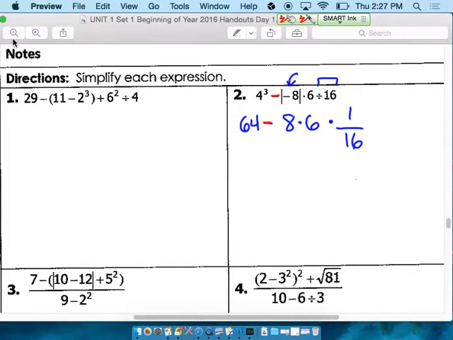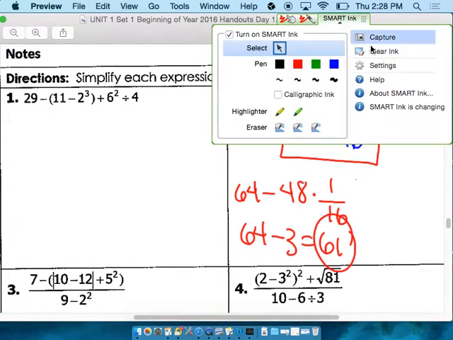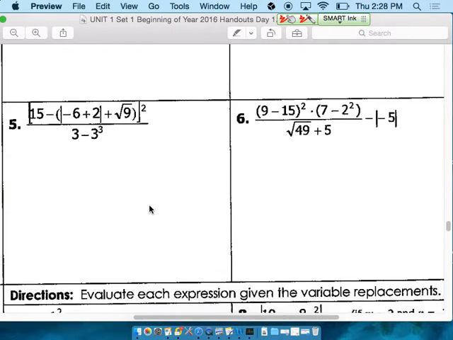So now I'm going to focus over here using my order of operations. I'm going to have 64, and I'm going to subtract 48. I'm just going to go left to right. 8 times 6 is 48 times 1/16, and I'm going to end up with 64 minus 3 for an answer of 61. Next, I'm going to move to number 5, which is a little bit more complicated.